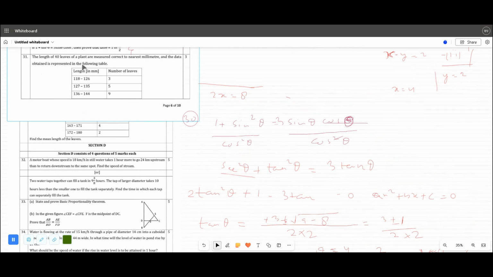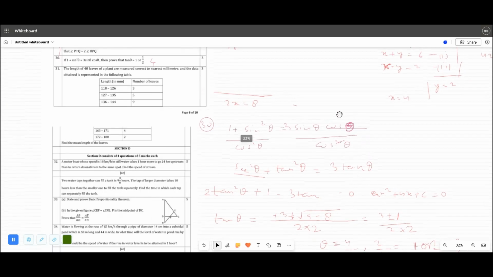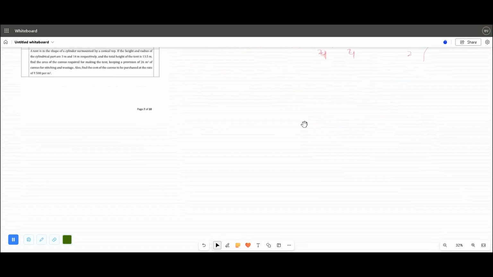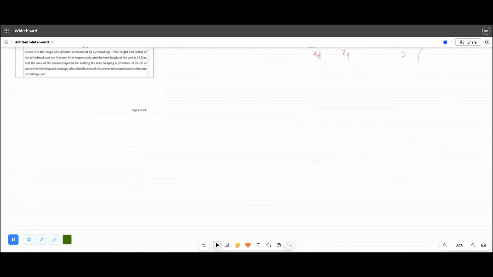The lengths of 40 leaves of a plant are measured correct to the nearest millimeter, and the data obtained is represented in the following table. So number of leaves, you have the length of the class. So you'll take a class middle point, you'll take a mean class, and then you'll apply the formula. So right here next, I'm going to paste the solution. Okay, so that should give you an idea of how this question is to be done, and then we'll focus on the next section.